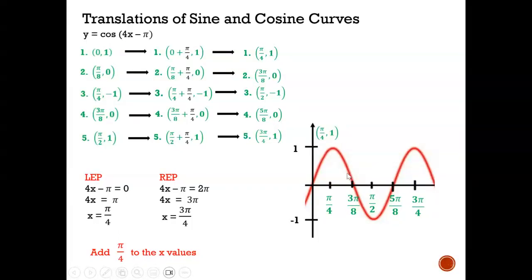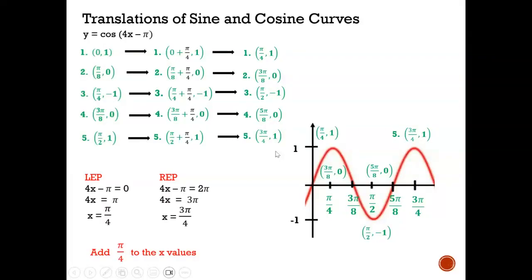Pi over 4, 1. Then 3 pi over 8, 0, which would be this one here. The second point. The third point is going to give us pi over 2, negative 1 down here. Now the fourth point is going to give us 5 pi over 8, 0. And my fifth point, the final point, will give us 3 pi over 4, 1. That's how you graph this particular graph here.